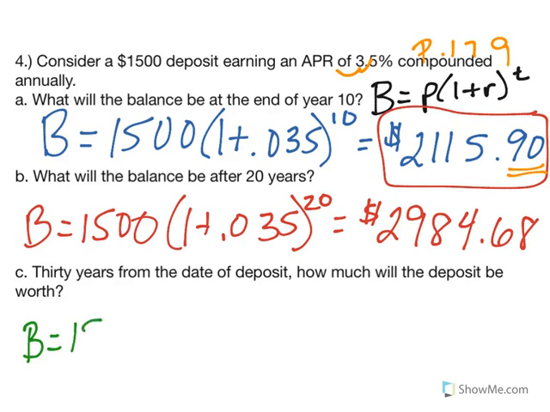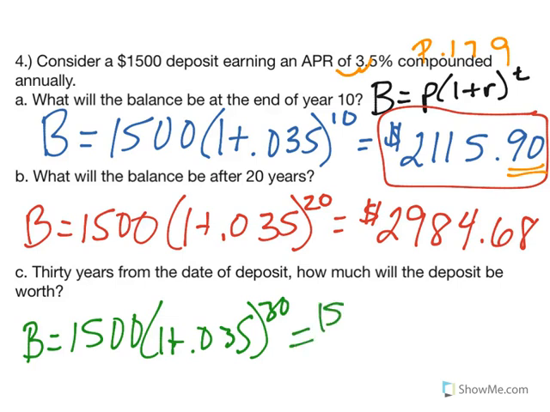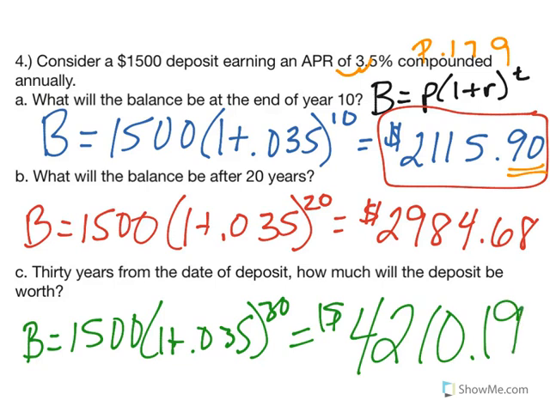So if we talk about the balance, same principal, same rate, but now we're talking about 30 years, you will have $4,210.19. So not quite triple your money, but almost after 30 years.